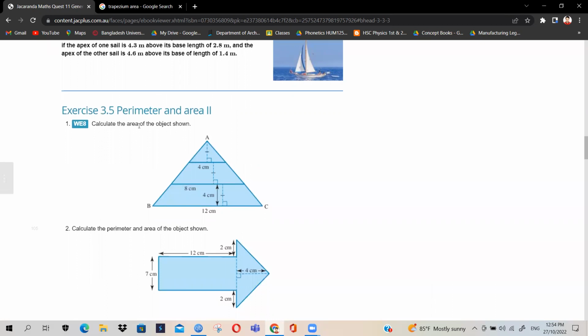Calculate the area of the object shown. Very easy. You can divide it into parts of a trapezium and easily calculate the area. One thing that is not said here, but the height is 4 centimeters for all the segments, as you can understand from the picture. So the height is 4 centimeters for this trapezium at the very bottom, for the other trapeziums, and for the triangle as well.